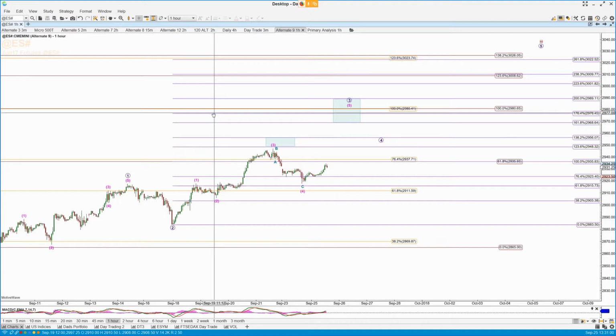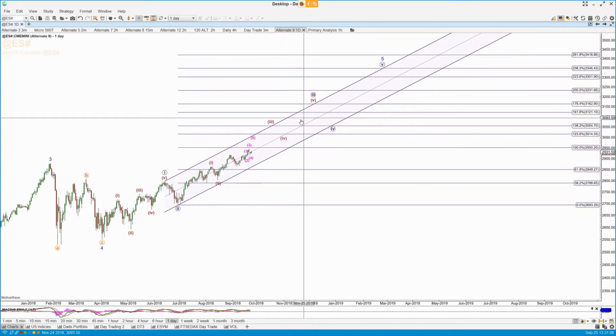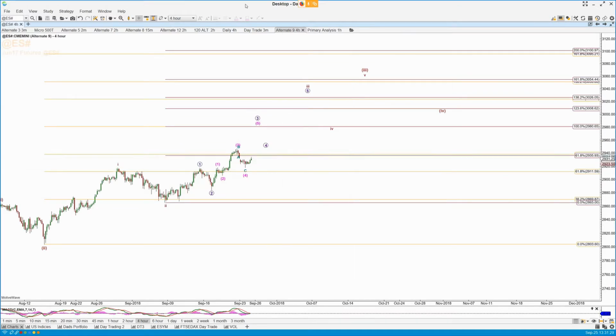Okay, so let's have a look at what we've got this morning, and let's just zoom out for a moment. So this is the main count, the 1 2 1 2 1 2, and we're in the 3. Okay, and we did not invalidate that count yesterday.